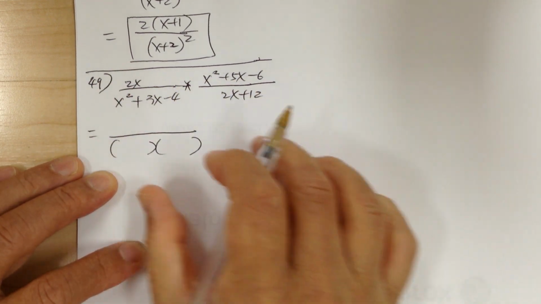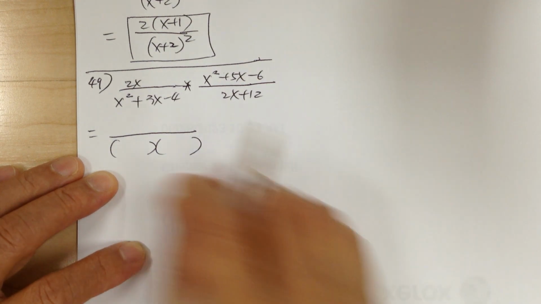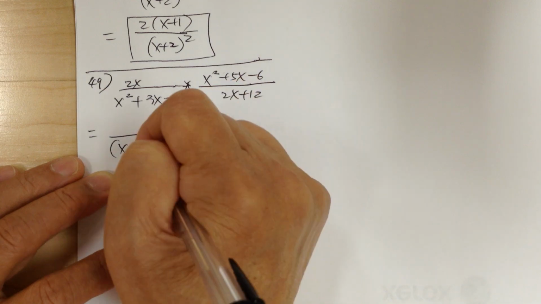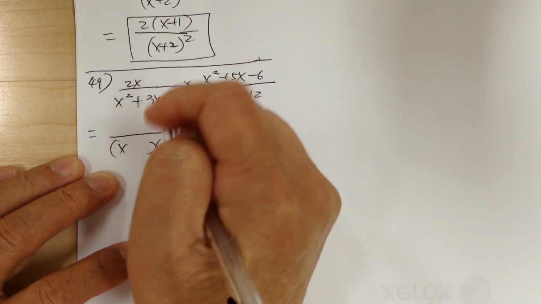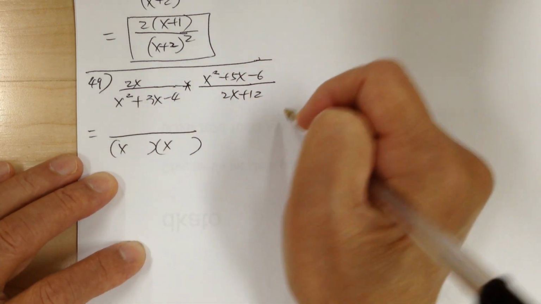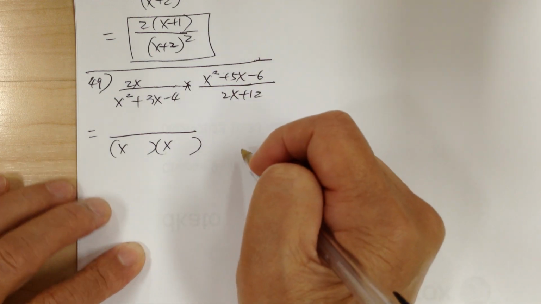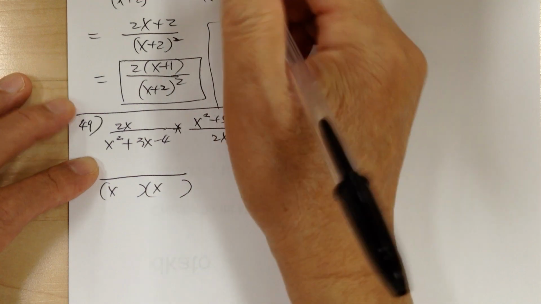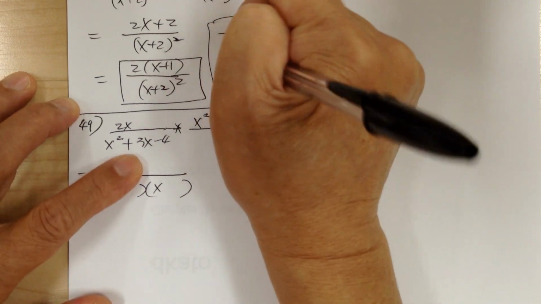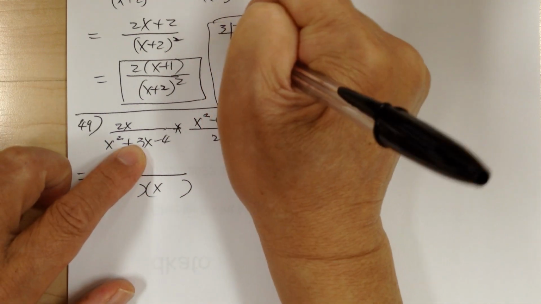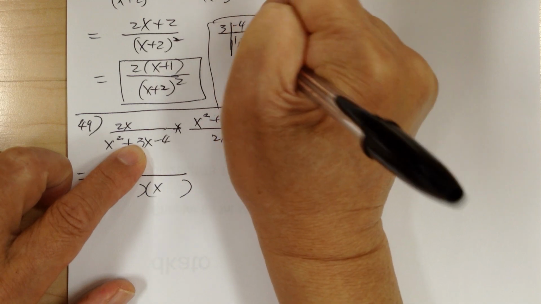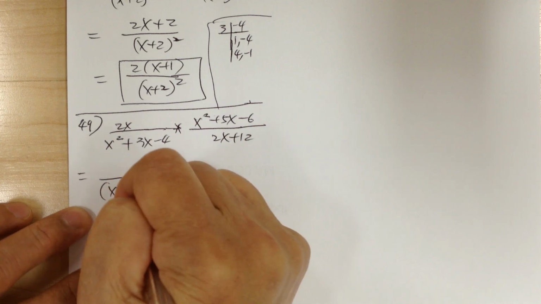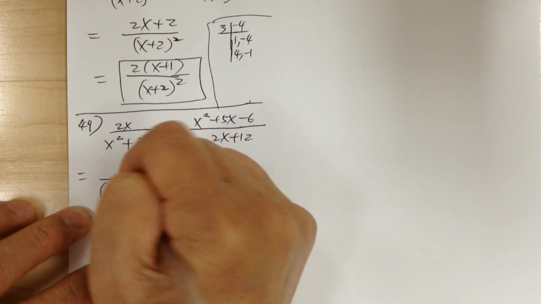Again, I'm not going to show the detail. You should know how to do factoring, so go off to the side and do all the factoring. I'm going to do it up here. You get 3, negative 4, so 1 comma negative 4, 4 comma negative 1. So you get x plus 4, x minus 1.